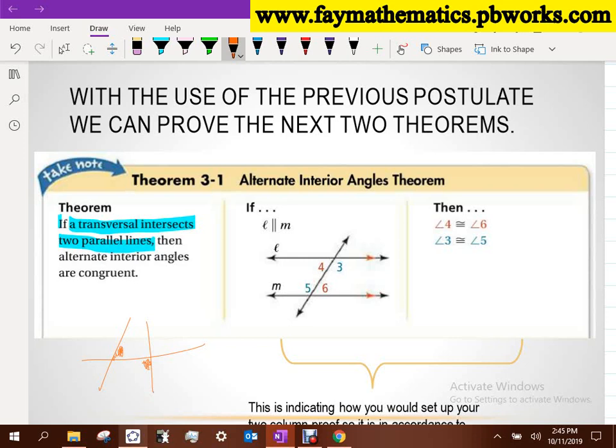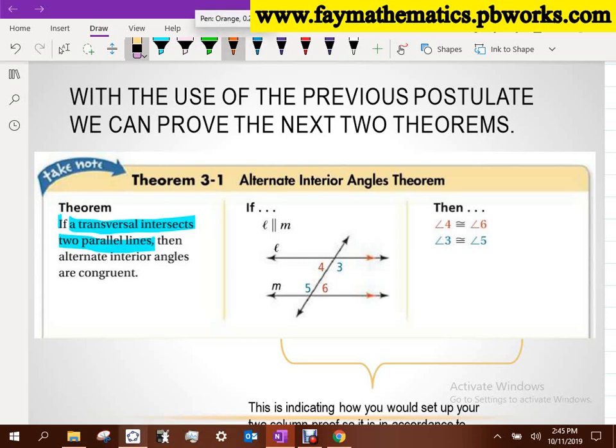Okay. So in order to make the argument that alternate interior angles are congruent, I have to first know that I have parallel lines. That has to be the condition. That's the law of detachment. We have to know our problem we're working on matches that hypothesis. Okay, so that's the alternate interior angle theorem.